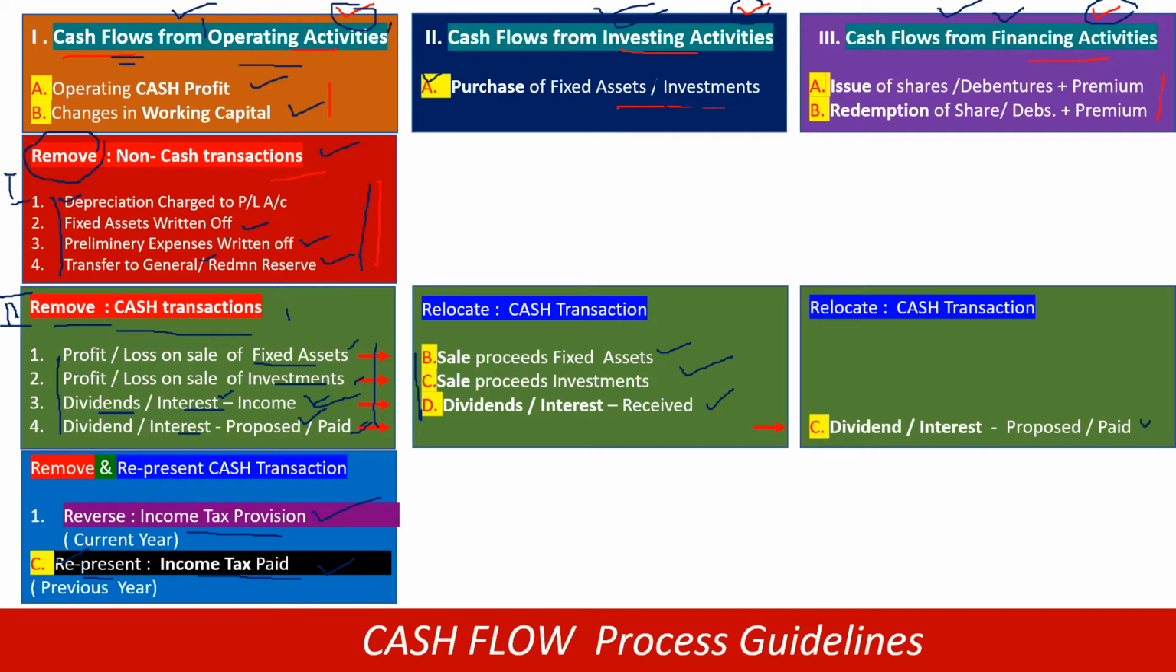All your activities under cash flow preparation have to fit into this. There can be nothing outside this. There can be details, breakups, but the process is the same. First, remove non-cash, remove cash and relocate it into 2 groups, then represent. This is the crux of the entire cash flow.